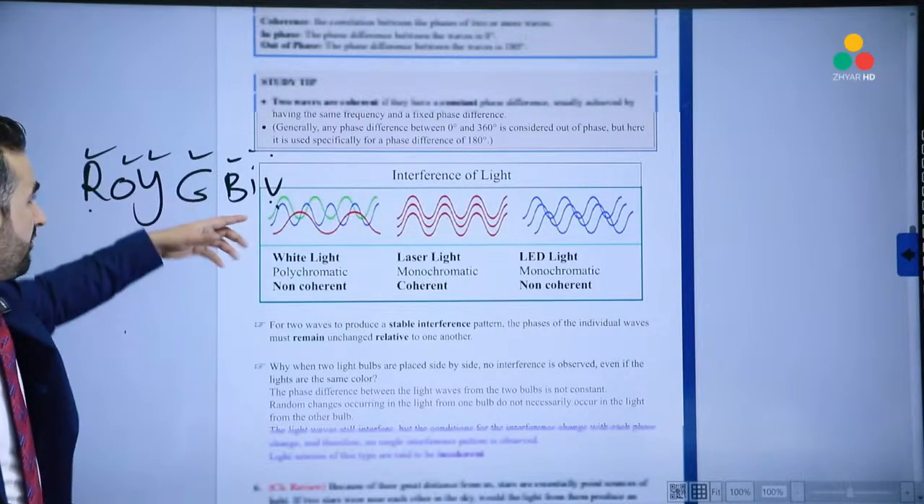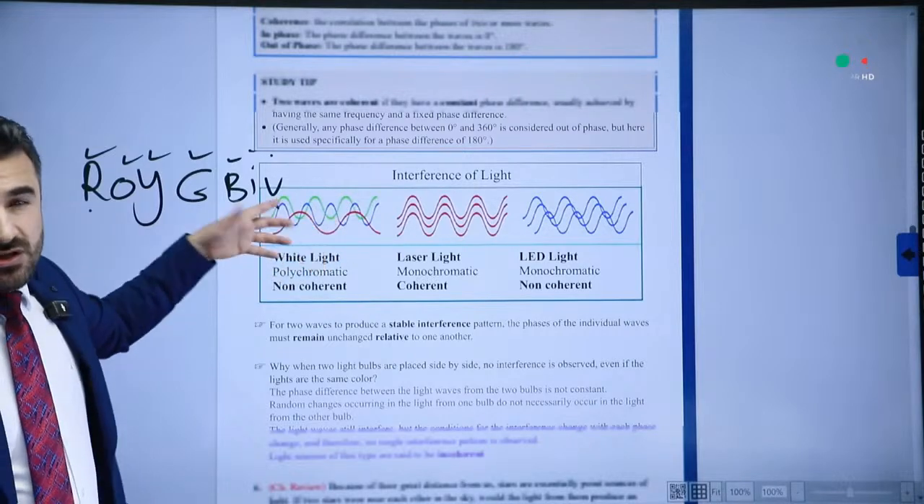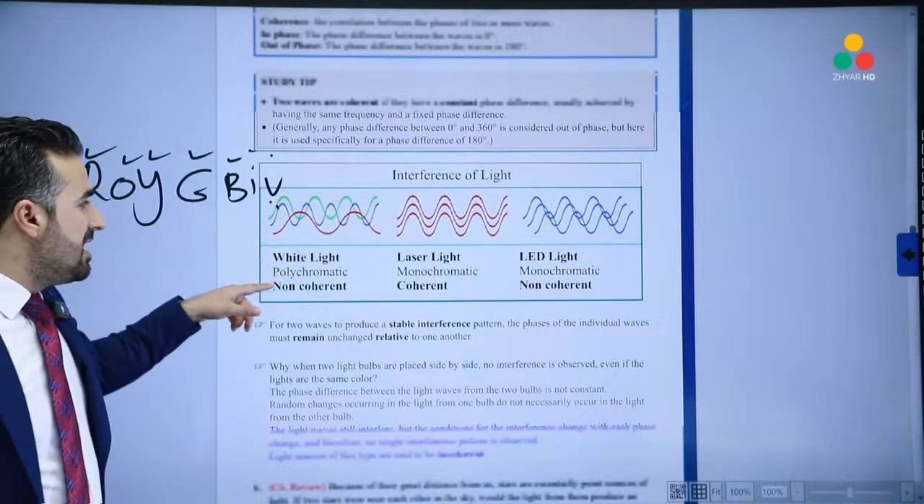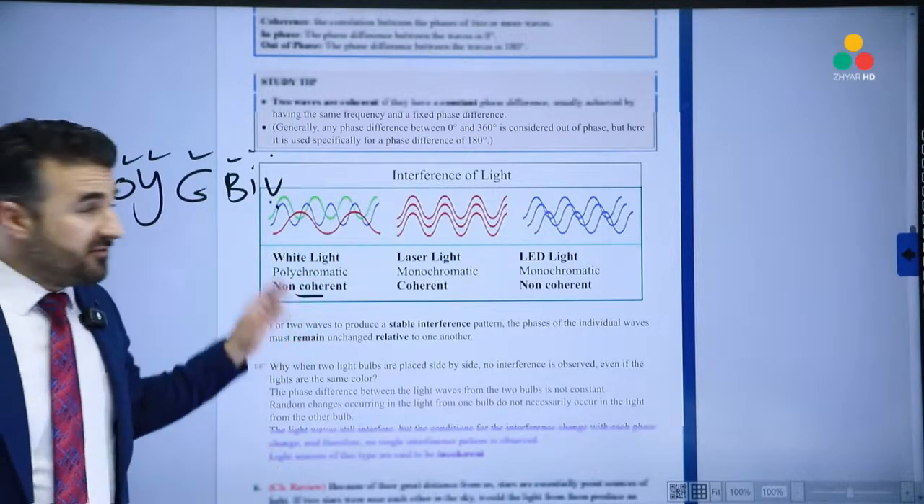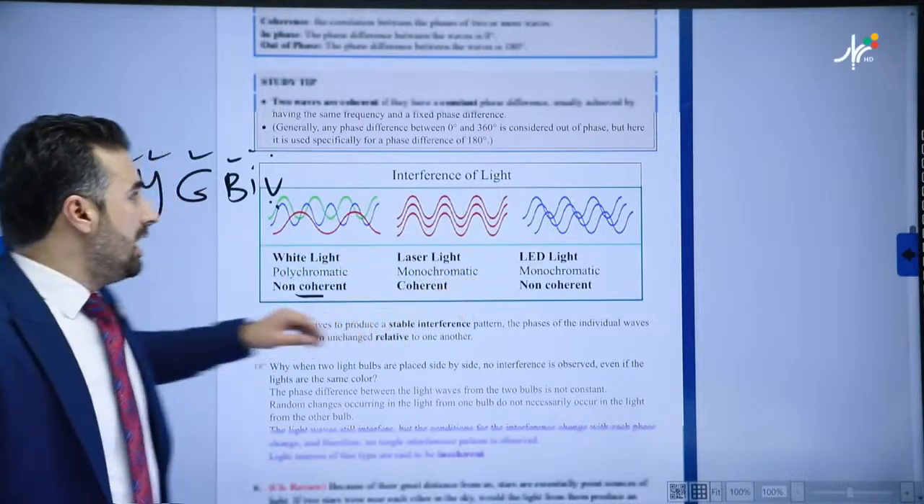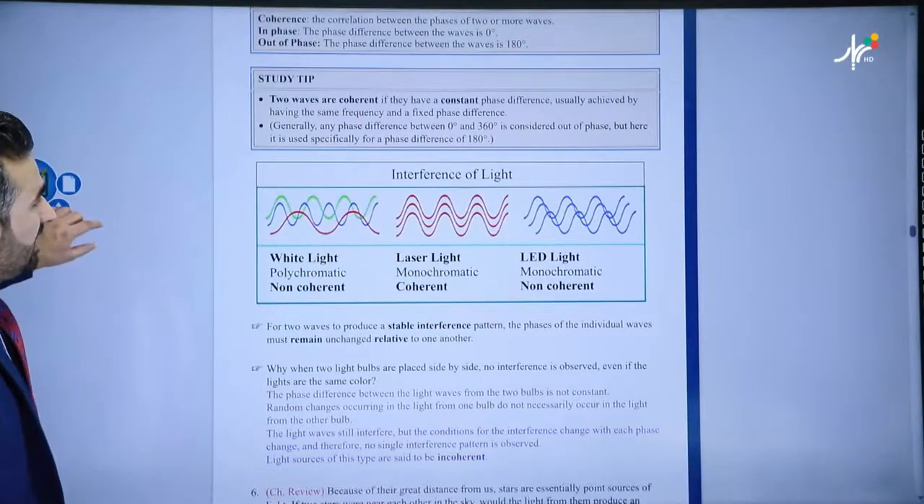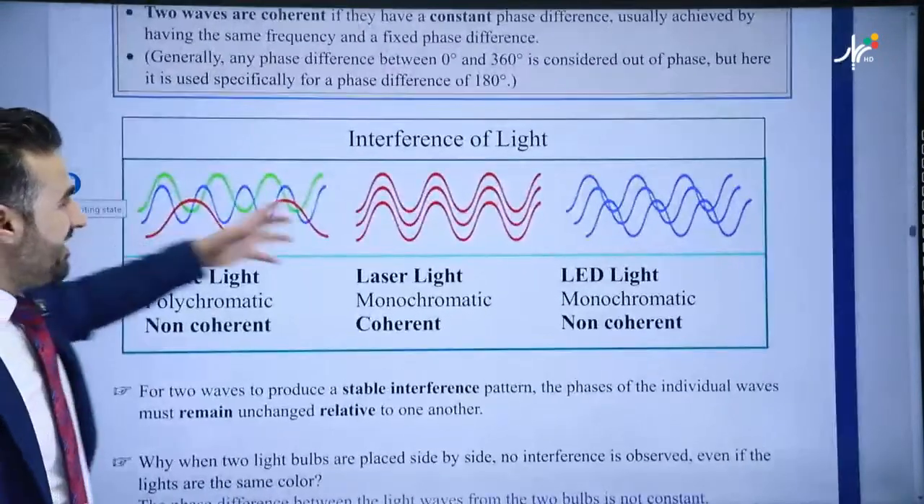So because we have different colors, that means we have different frequencies. And of course, different frequencies means it is not going to be coherent because the phase difference between the two will change.